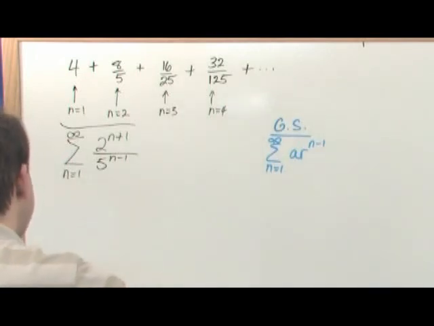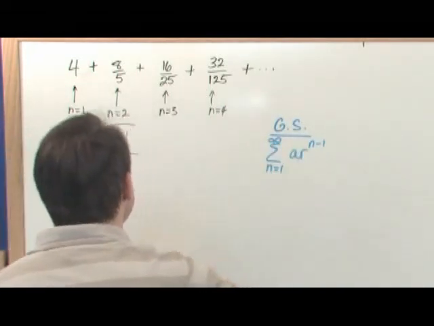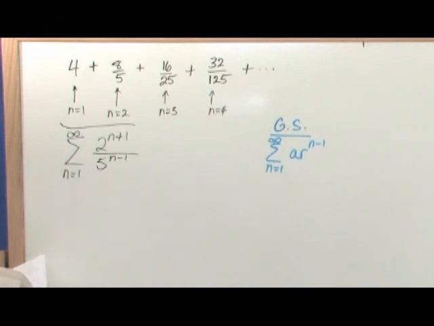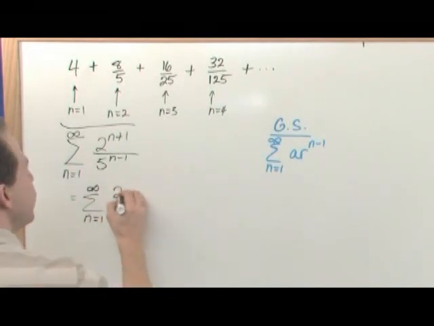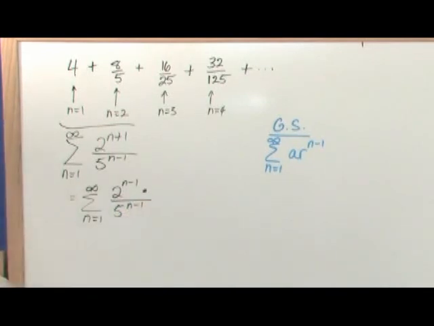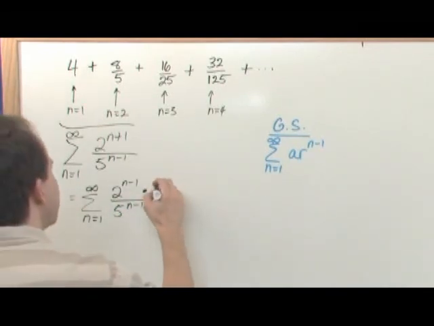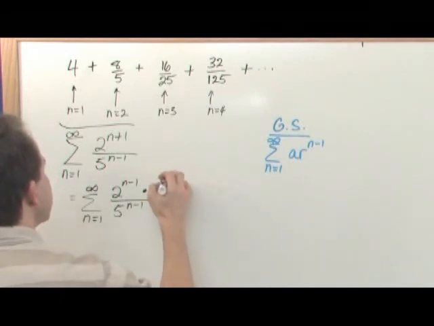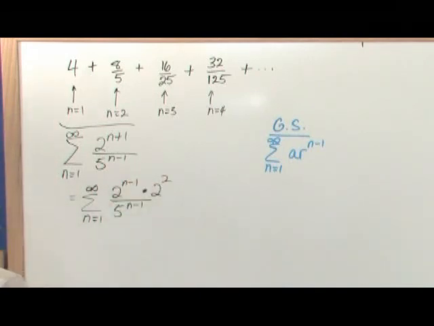So how would I do that? How would I beat this into the form of this? Well, let's try. Sum from n is equal to 1 to infinity. On the top, if I say 2 to the n minus 1, and on the bottom, 5 to the n minus 1, but in order to make this thing legal, I'm going to have to multiply the top by 2 to the second power. Because look at what I've done here.